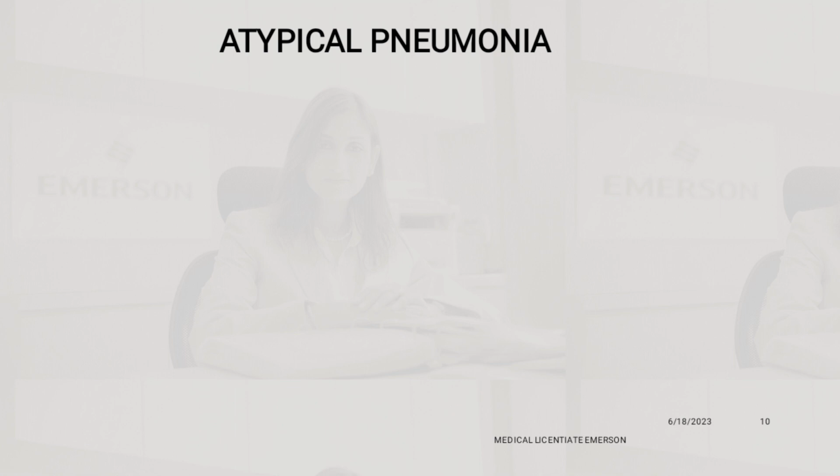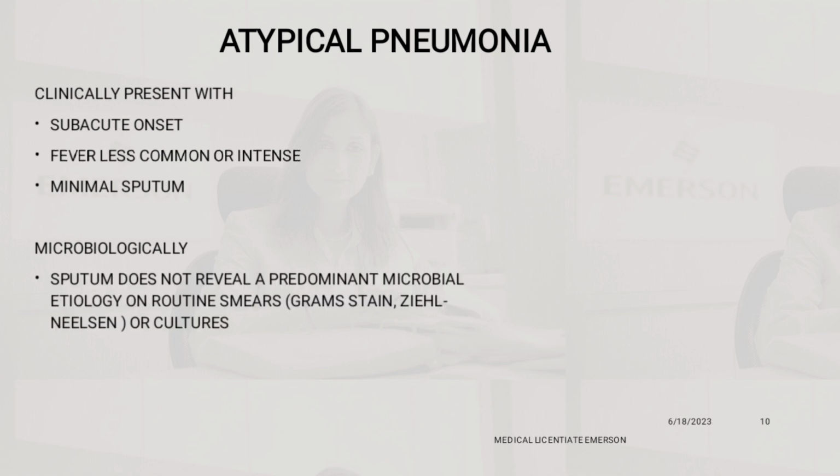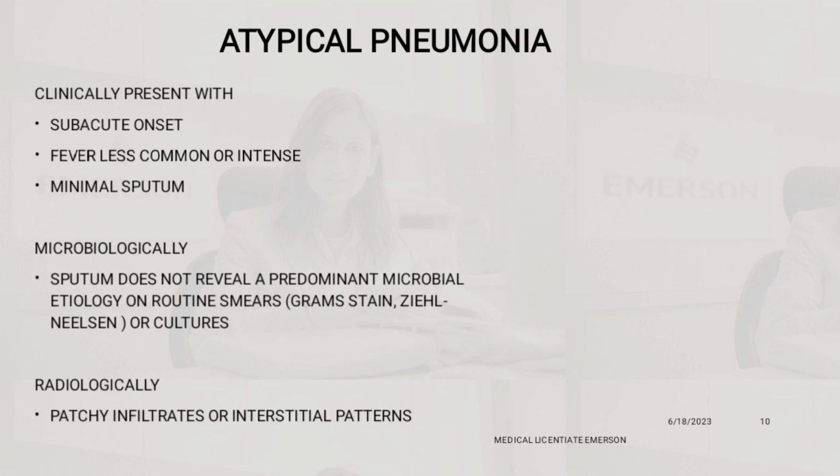Okay. Then the other thing we have to talk about is atypical pneumonia. Clinically, atypical pneumonia presents with a subacute onset, fever which is less common or intense, and minimal sputum. Microbiologically, we can have a sputum that does not reveal a predominant microbial etiology on routine smears, in terms of Gram stains and Ziehl-Neelsen stains, or cultures as well. Radiologically, there will be patchy infiltrates or interstitial patterns.